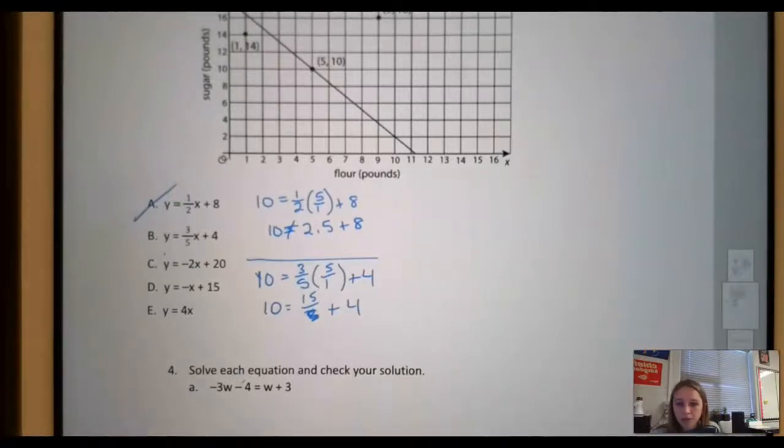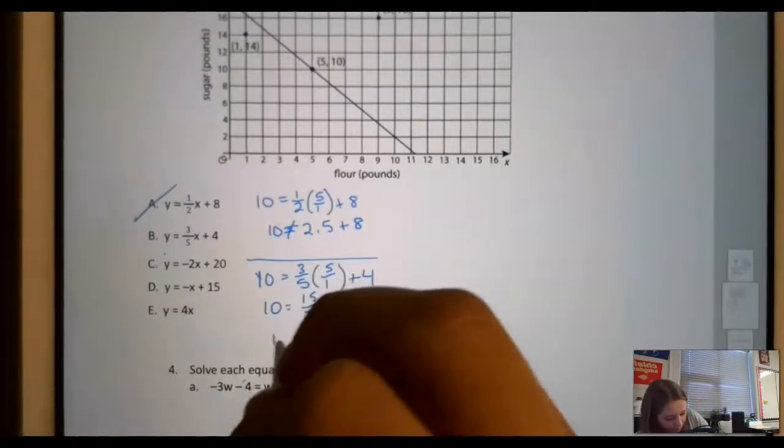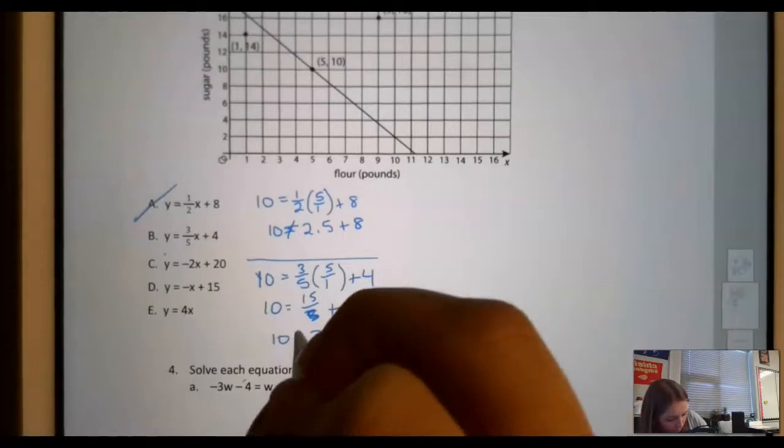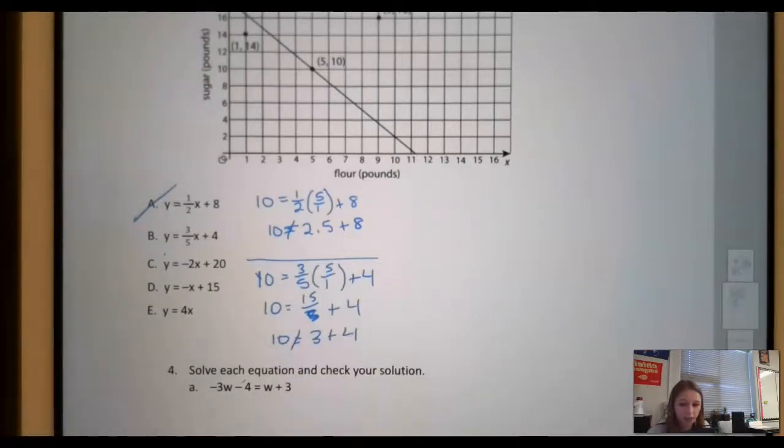Sorry, I wrote it backwards. Okay, so then we end up with 10 equals 3 plus 4. 3 plus 4 equals 7, not 10. Therefore, this is not our answer. We're going to keep going.